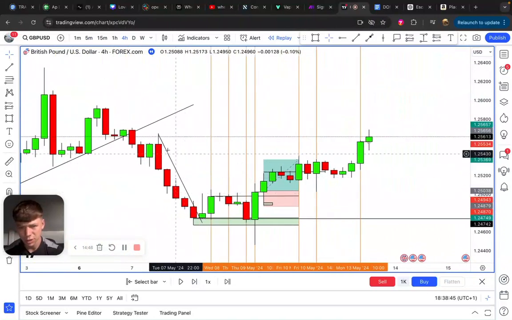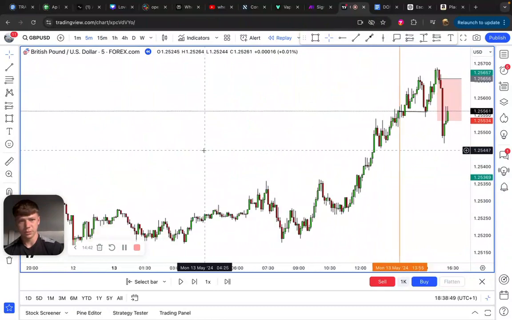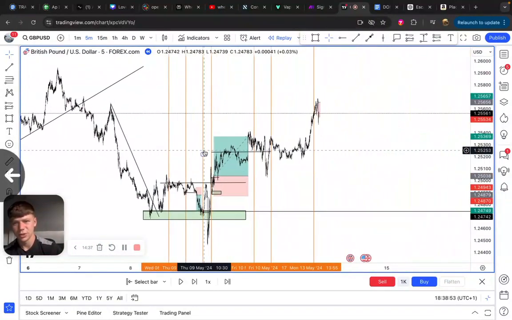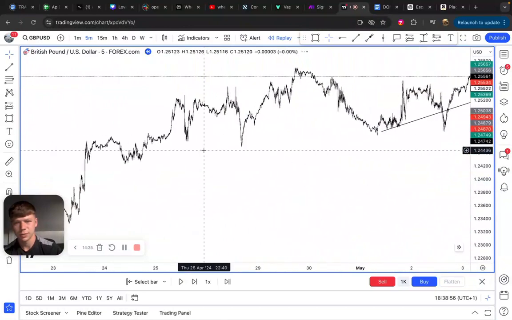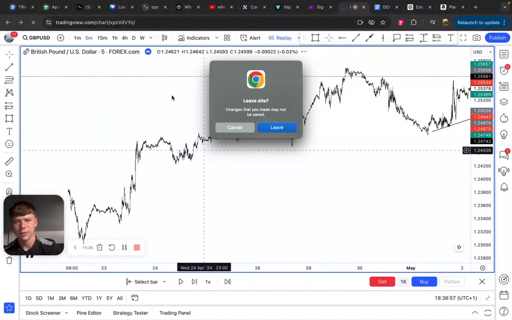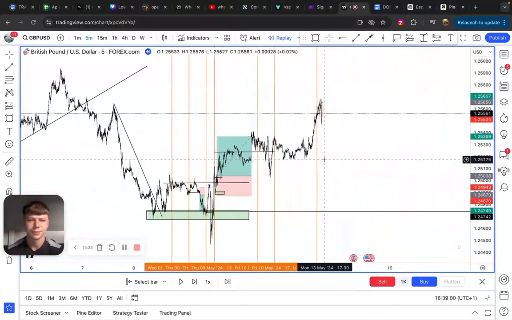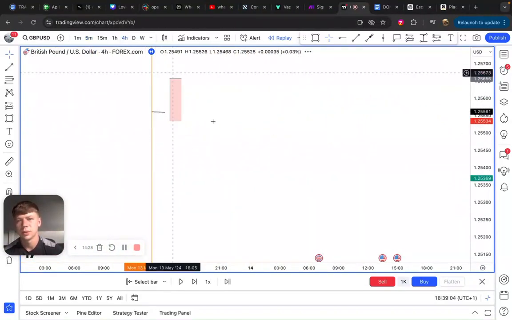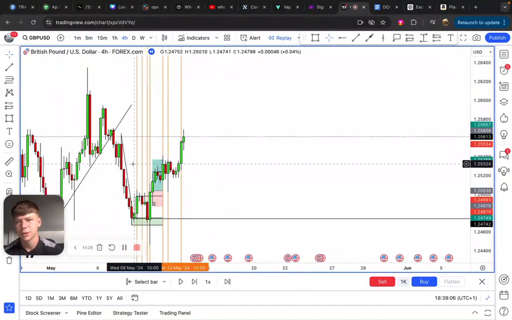So let's see how many trades we've took. 1, 2, 3. 3 trades up to now. We've had 3 trades in 15 minutes. But this is just the reality of trading. So let's have a look. Let's see what we get going here.